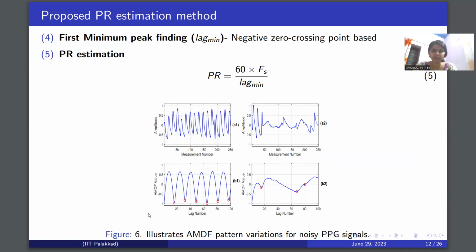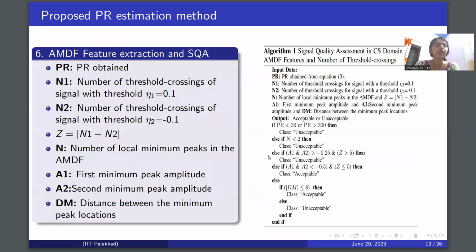And as is very clear from this figure, the AMDF pattern of a clean PPG signal has a periodicity and a characteristic shape, whereas for a PPG signal that is corrupted by noise or motion artifact, the characteristic shape of the AMDF is changed, which is the basis for the signal quality assessment that we have developed.